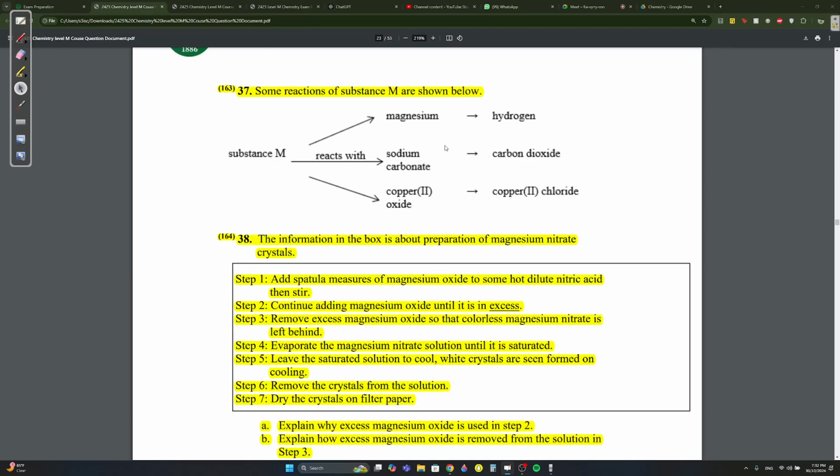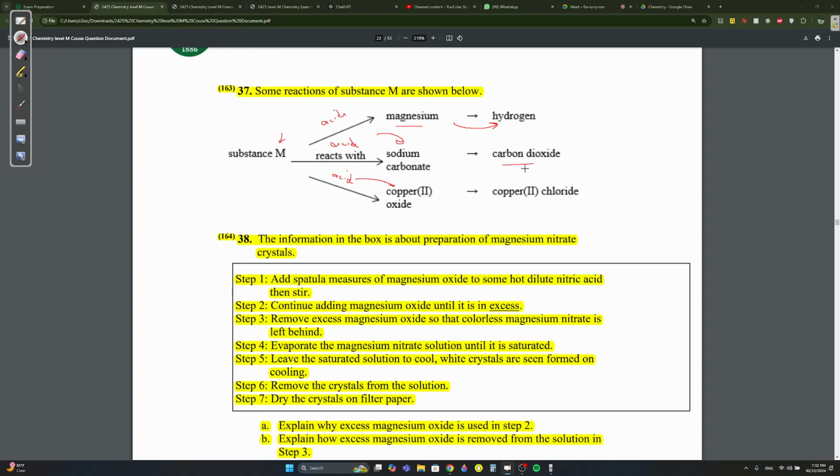Okay, I think they're asking you what substance M is. Substance M reacts with a metal to produce hydrogen, so surely it's an acid. It also reacts with a carbonate to form carbon dioxide, so surely it's an acid. And it reacts with copper oxide to form a salt. So surely it's an acid. I think they're asking you what the acid is.